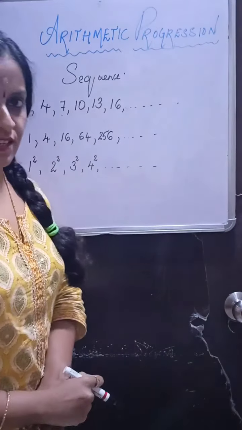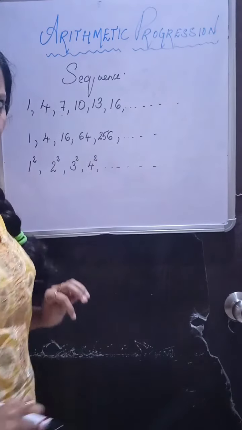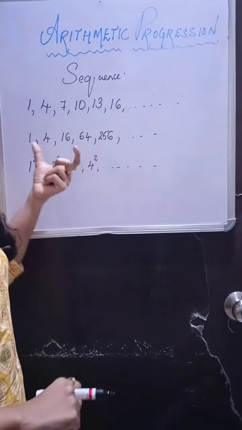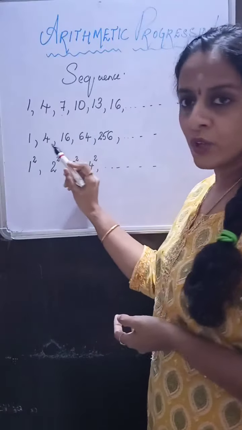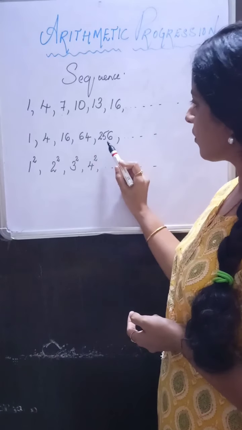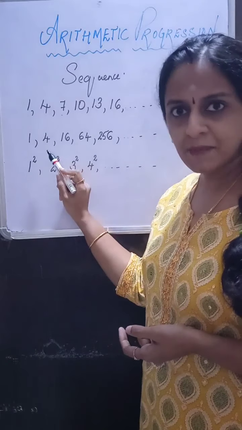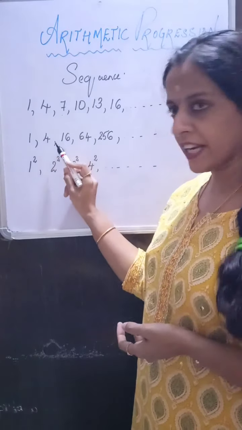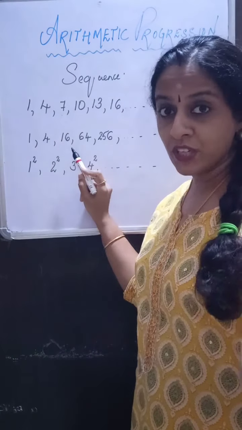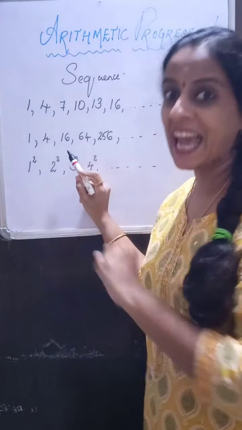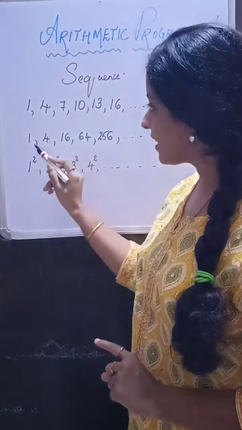See the next sequence. 1, 4, 16, 64, 256 and so on. What is the pattern here? Let us observe it closely. From 1, how will you get 4? Is it by adding? By adding 3 you are getting 4. But 4 plus 3 is not 16. So here the pattern is something else. This sequence follows some other pattern. Let us think again.